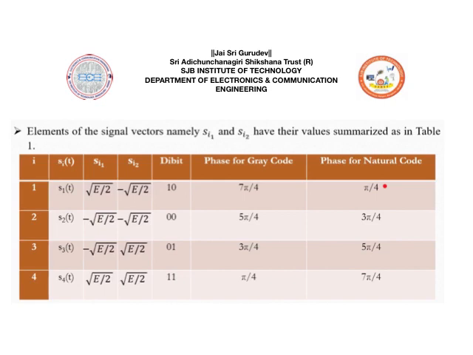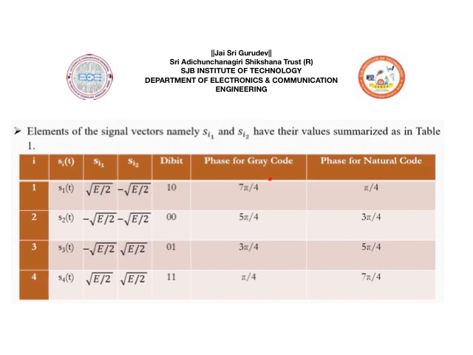The same thing in order will be applicable to the d bit of s1, s2, s3 and s4. That is, for d bit 1 0, it is pi by 4. For d bit 0 0, it is 3 pi by 4. For d bit 0 1, it is 5 pi by 4. For d bit 1 1, it is 7 pi by 4.